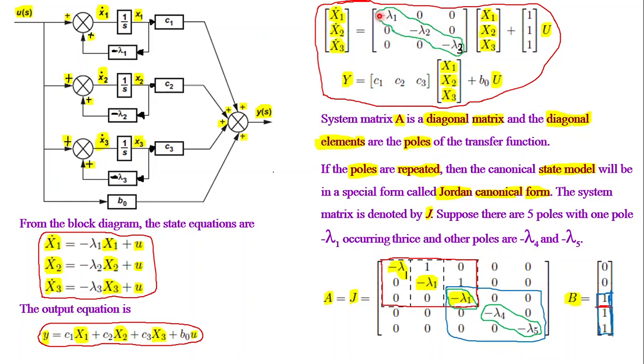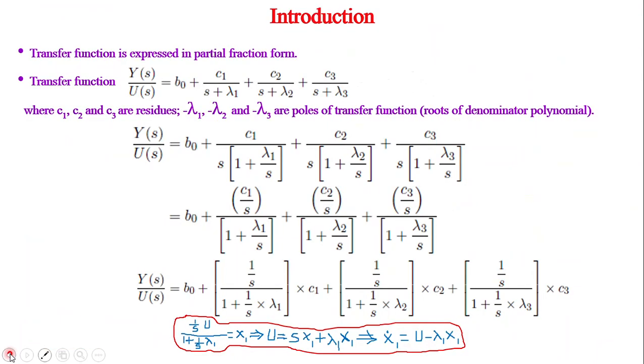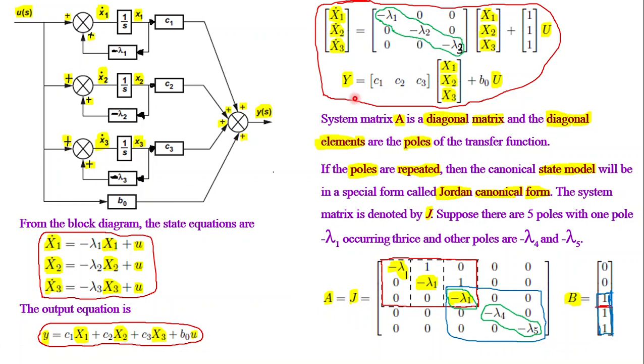So you can see that this is nothing but a diagonal matrix with poles as the diagonal elements. So poles of the transfer function: minus lambda 1, minus lambda 2, minus lambda 3. So poles of the transfer function happen to be the diagonal elements of this system matrix. And this matrix B has got all the elements unity. And here y is c1 x1, c2 x2, c3 x3 added. So c1, c2, c3, that means partial fraction residues, happen to be the C matrix, right? So this is the C matrix.